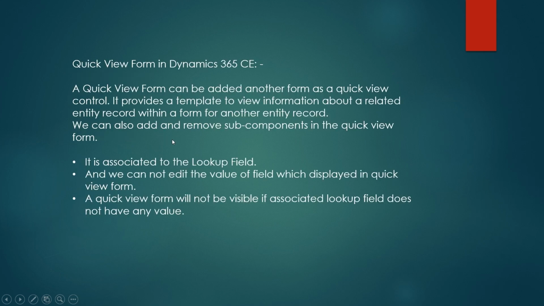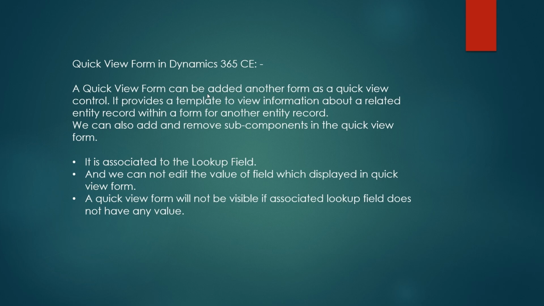A quick view form can be added to another form as a quick view control. It provides a template to view information about a related entity record within a form for another entity record. We can also add and remove subcomponents in the quick view form, and it is associated with the lookup field. We cannot edit the value of a field displayed in the quick view form. A quick view form will not be visible if the associated lookup field does not have any value.